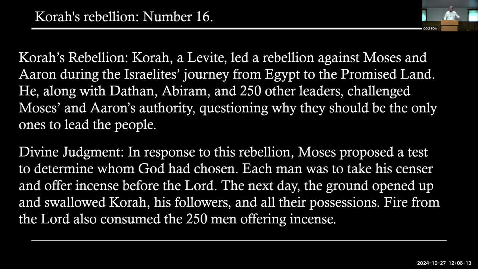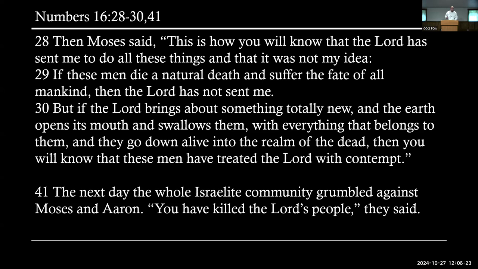And then fire consumed the 250 men that were offering profane incense and that believed Korah should be the one that they followed. That book is also pretty eye-opening. We'll read a couple of verses there. It says, "Then Moses said, 'This is how you will know that the Lord has sent me to do all these things, and that it was not my idea. If these men die a natural death and suffer the fate of all mankind, then the Lord has not sent me. But if the Lord brings about something totally new, and the earth opens its mouth and swallows them with everything that belongs to them, they will go down alive into the realm of the dead. Then you will know that these men have treated the Lord with contempt.'"